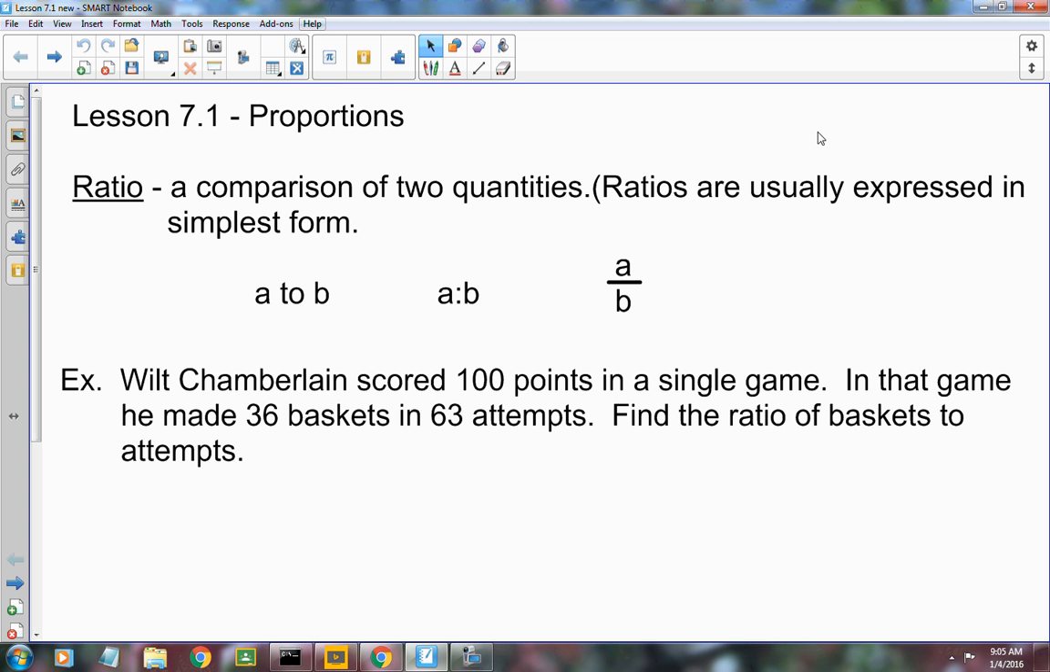A ratio is a comparison of two quantities. They're usually expressed in simplest form. Sometimes you read them A to B. Sometimes you use a colon between the two quantities. And sometimes they're expressed as a fraction. And again, they're typically in simplest form, reduced.